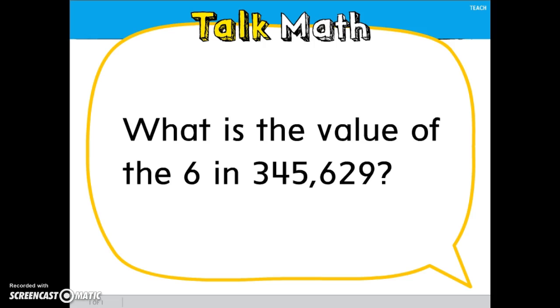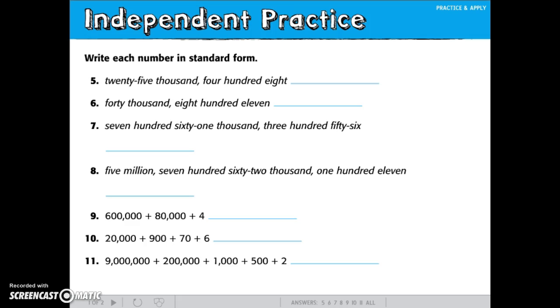All right, we're going to be meeting in small groups soon, hopefully, or maybe I have already met with your group. But the question to think about is, what is the value of the 6 in the number 345,629? After you've thought about that, you may get started on your independent practice. Good luck, you guys. You're awesome.